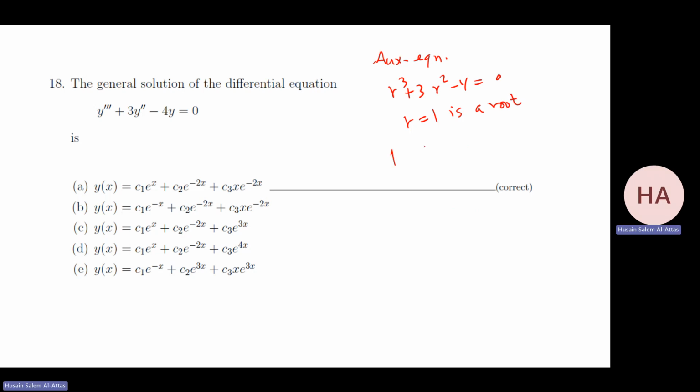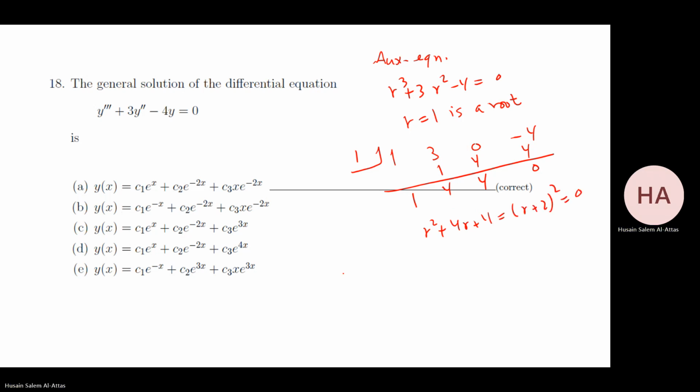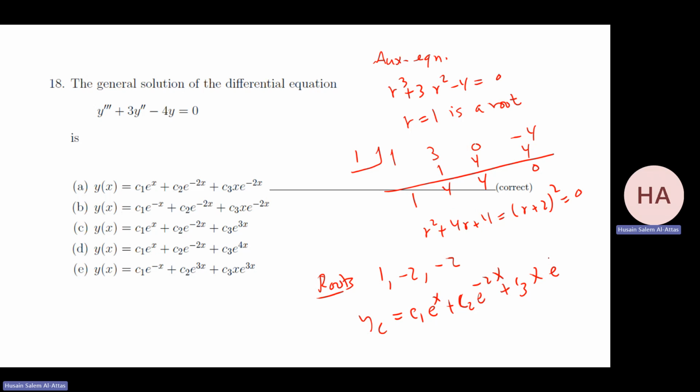This is what I need. So I have 1, 3, no coefficient here, minus 4 over 1. That will be 1, 4, 4, 0. So I have here what? r squared plus 4r plus 4, which is r plus 2 all squared. So the roots are 1, minus 2, minus 2. So it will be y_c equals C1 e^x plus C2 e^(-2x) plus C3 x e^(-2x). That will be my answer.